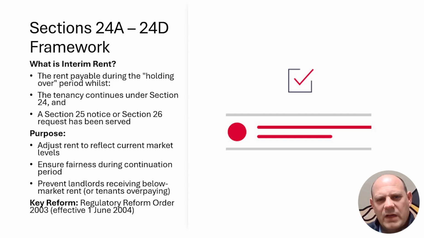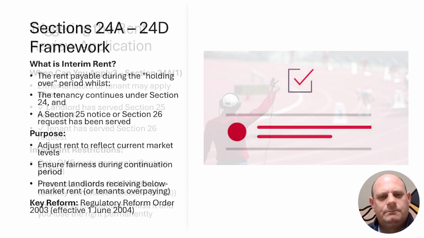The purpose of interim rent is to ensure fairness between landlords and tenants during the holding over period. Without interim rent provisions, landlords would be stuck receiving below market rents whilst negotiations or proceedings continued. And conversely, tenants paying above market rent would continue to overpay. The interim rent provisions strike a balance. They allow rent to be adjusted, but with certain protections and limitations that recognise the temporary nature of the situation.